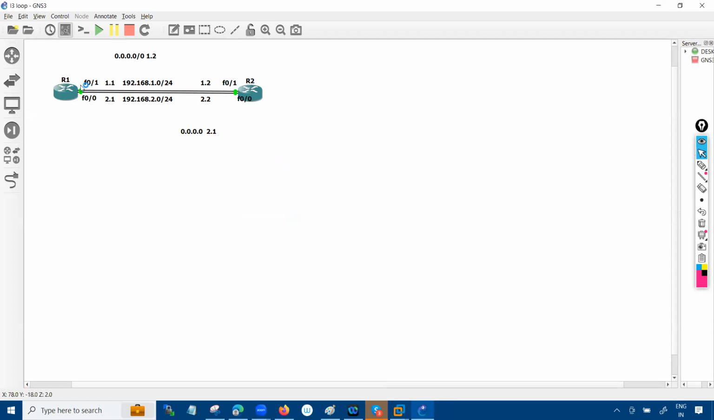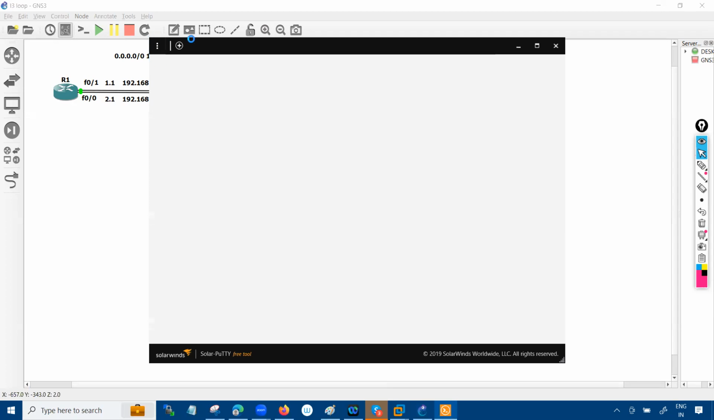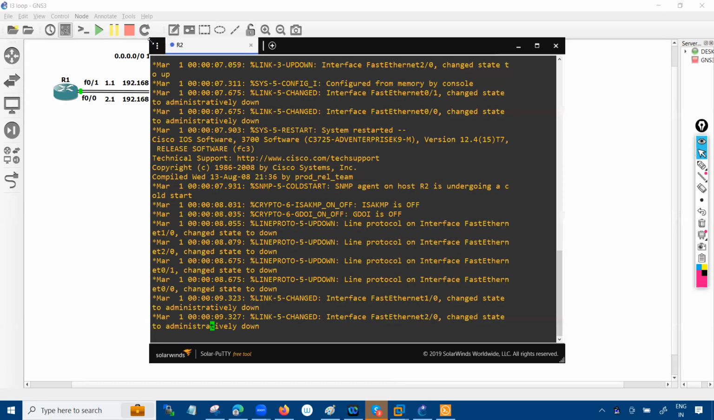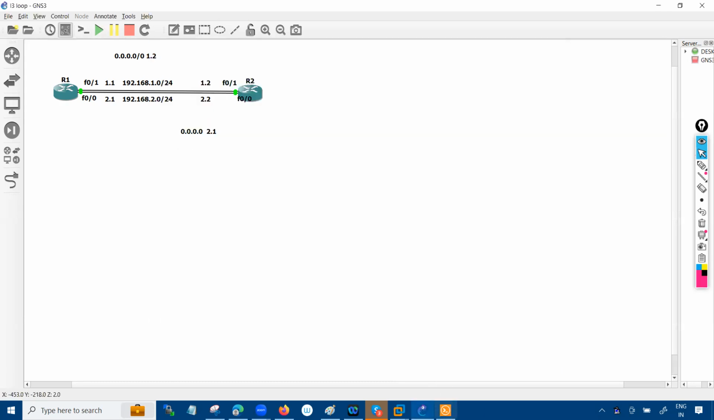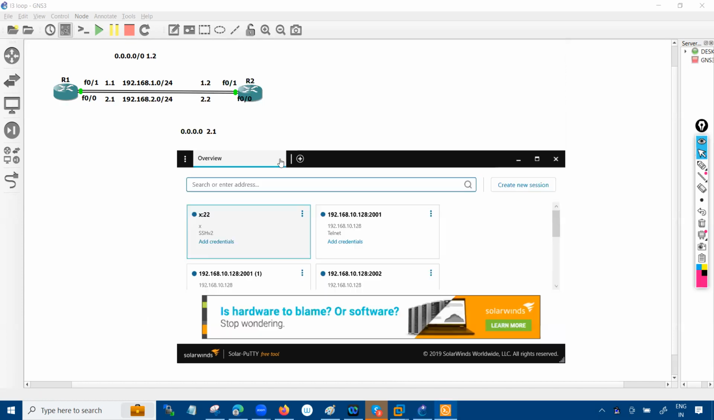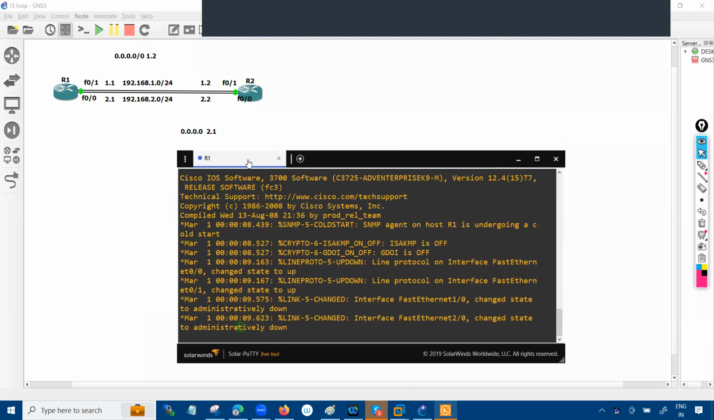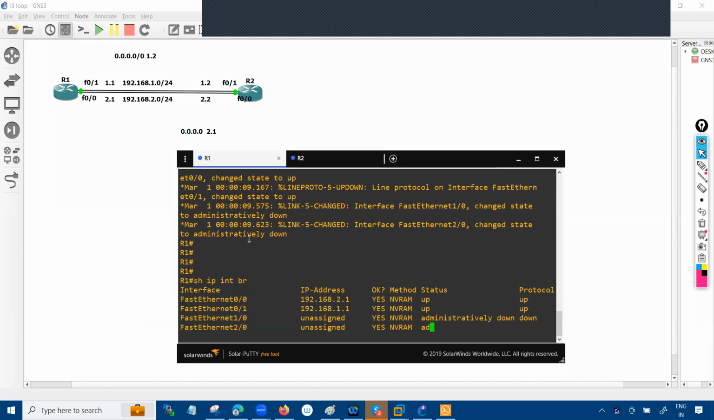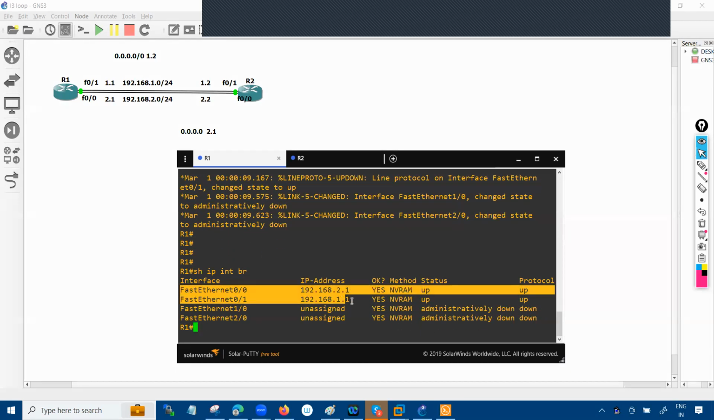So you can see that on router 1, I have 2 links connected to router number 2. On the top link, we can see the subnet is 192.168.1.0/24. On the bottom side, we have 192.168.2.0. I hope the IP addresses are configured. Let me check. So let's go to router 1. Show IP interface brief. Okay, I have IP addresses configured. You can see 2.1 on 0/0 and 1.1 on 0/1.